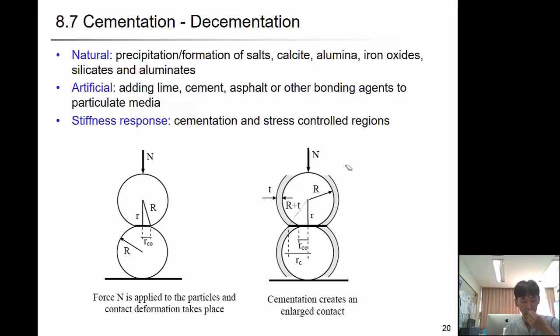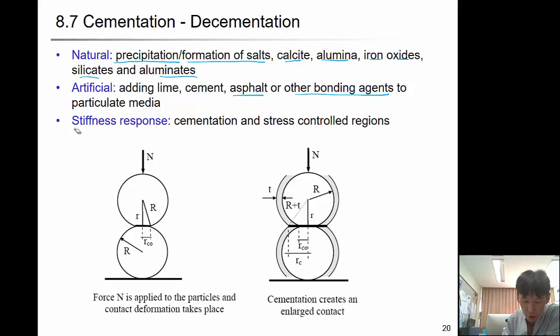Okay, next topic, cementation and decementation. This is also a very interesting topic. I like this topic. Cementation and decementation occur everywhere in nature, and you get a lot of precipitation of ions, or you can observe diagenesis, turning sand grains into rocks, and formation of salts, calcite and different minerals. And artificially, you can add cement milk, Portland cement grout, asphalt, or other types of bonding agent to the soil to increase the strength as a soil improvement method.